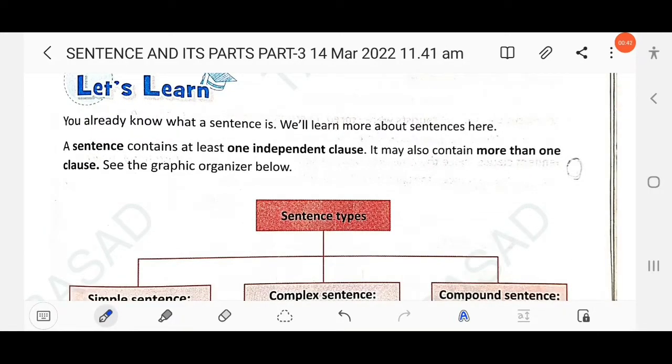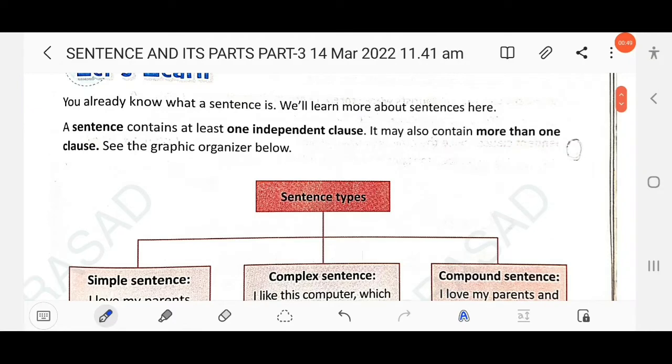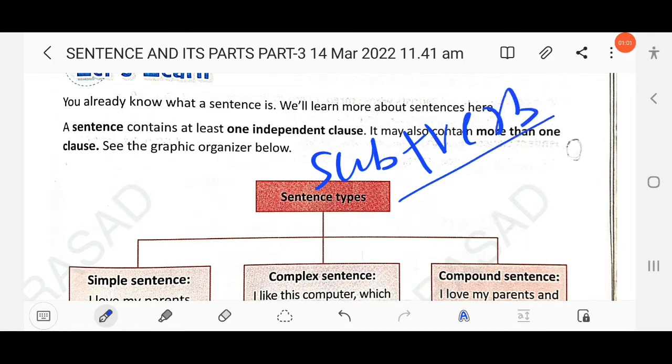You already know what a sentence is. We will learn more about sentences here. A sentence contains at least one independent clause. As we have already discussed, a clause means there should be a subject as well as a verb. So a sentence contains at least one independent clause.